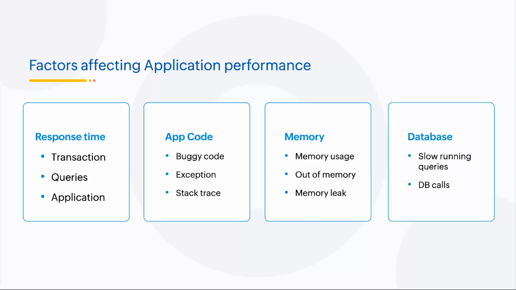And lastly, we have slow database queries, or database performance. So slow database queries can reduce overall application responsiveness. So long-running or inefficient queries can impact performance significantly. Reducing unnecessary or duplicate database calls can help speed up application responsiveness. And query optimization and indexing strategies are key to improving database efficiency. So monitoring and optimizing these four factors: response time, application code, memory usage, and database performance, is essential for maintaining a high-performing application.